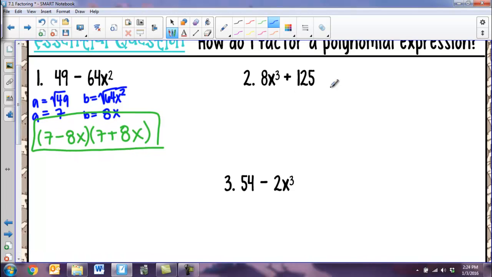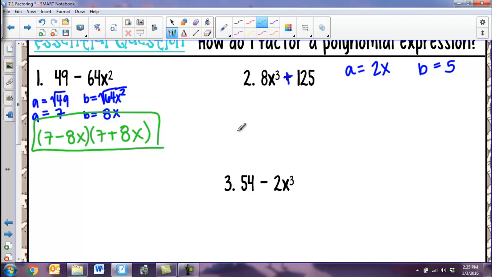So if I know that a cubed is 8x cubed, a must be 2 times x. Okay, and then b must be the cube root of 125, which is just 5. Okay, and then I can plug it into that formula. So if you look on that chart, it tells you the difference of cubes, or sorry, the sum of cubes. I'm struggling with words today. The sum of cubes, we're going to have that one formula, or you can just remember SOAP.